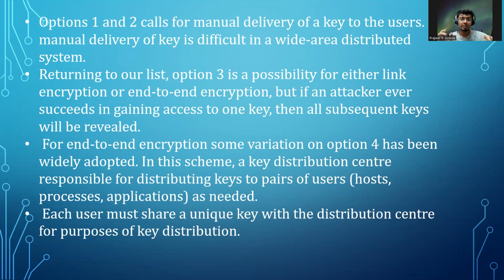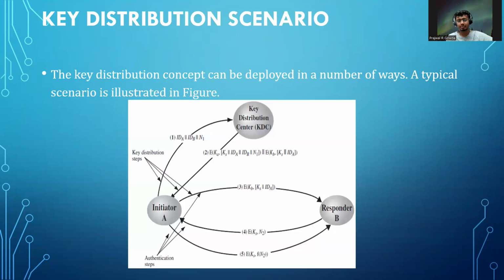For end-to-end encryption, some variation on option 4 has been widely adopted. In this scheme, a key distribution center is responsible for distributing keys to pairs of users as needed. Each user must share a unique key with the key distribution center for purposes of key distribution.